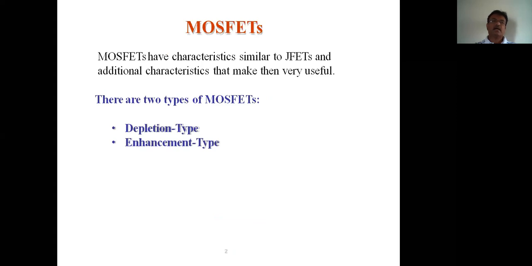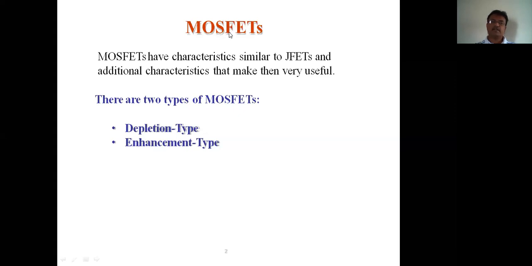Just now I said MOSFETs have characteristics similar to the JFET, junction field effect transistors. But there are additional characteristics that make MOSFETs very useful. Nowadays in VLSI technology, MOSFETs play an important role compared to the JFET and BJTs. MOSFETs are very popular, very useful. As a computer science or information science student, you must know what is there in your mobile phone, what is there in the computer. These are the MOSFETs which play an important role in VLSI.